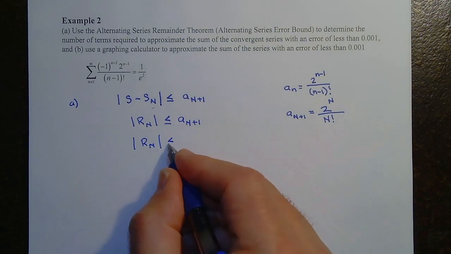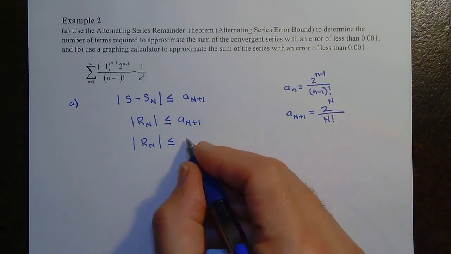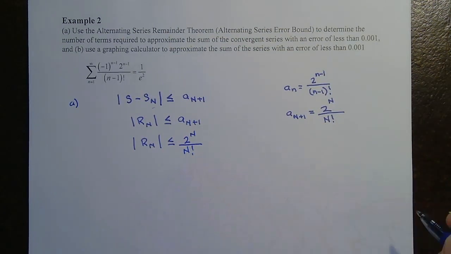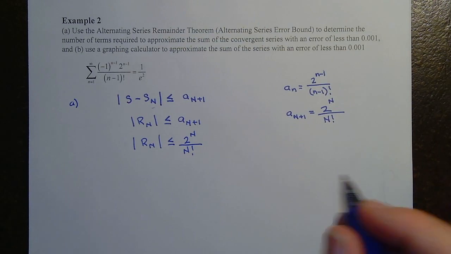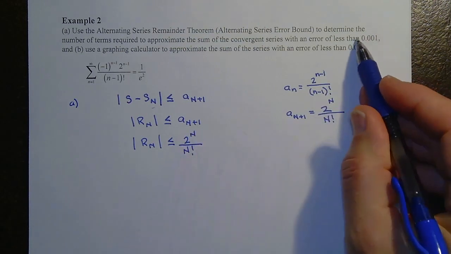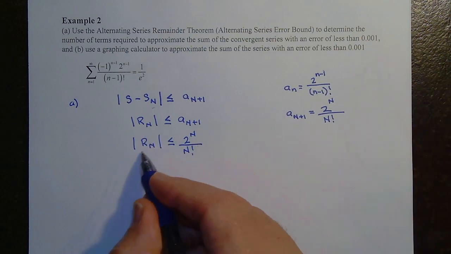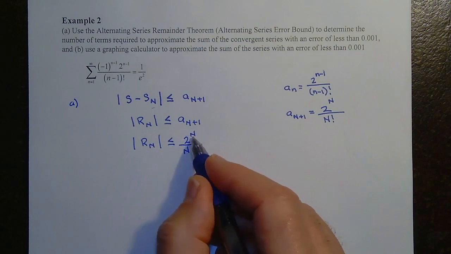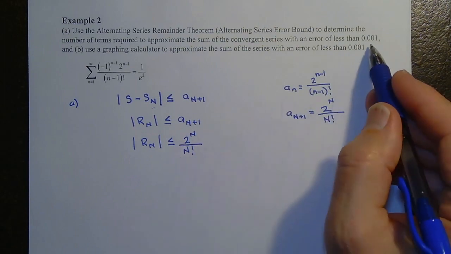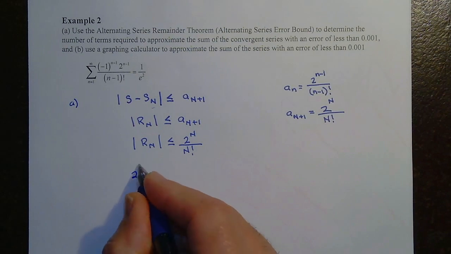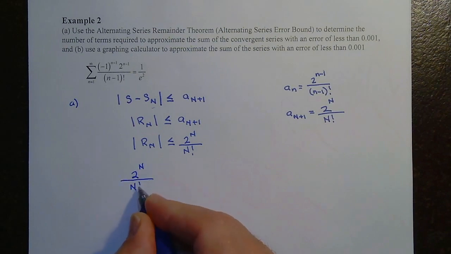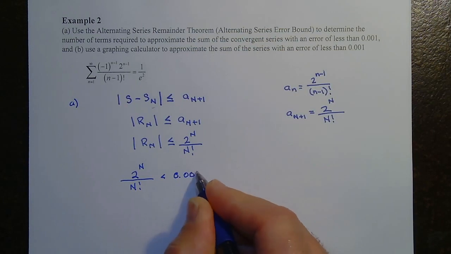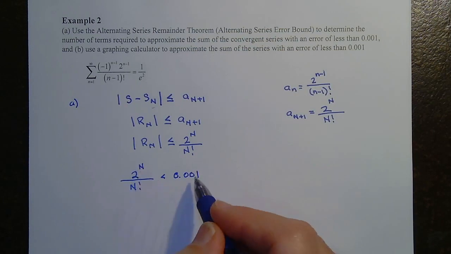has to be less than or equal to 2 to the N over N factorial. So this error has to be less than this number right here. We're looking for what value of N would cause this whole value to be less than 0.001. So we would write 2 to the N over N factorial, and that's going to have to be less than 0.001.